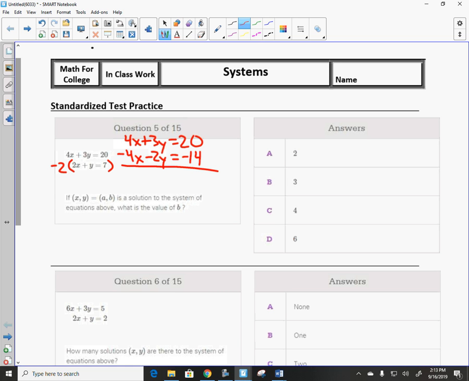When we add these together, what goes away? The x's. And then you have 3y and -2y make y, and 20 and -14 make 6. Now, it says, what is the value of b? Is b the x value or the y value? So 6 is the correct answer.